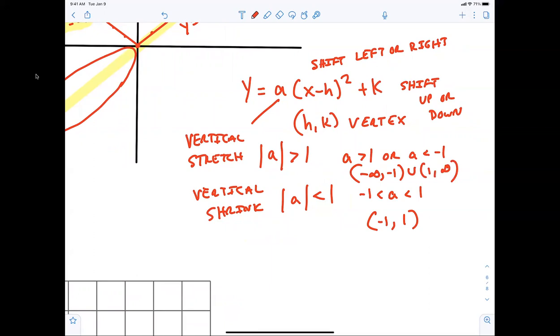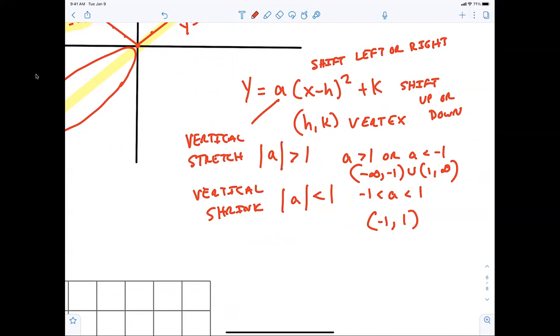Now again, all of that's fancy lingo. I'm just trying to show you. That's not something really to write down. Honestly, that is something to understand. If you understand it, it's very simple. If a is greater than 1, it's a stretch, and I'm going to demonstrate what the stretch is. If a is between -1 and 1, it's a what? It's a shrink. And again, that's in comparison to the parent function.